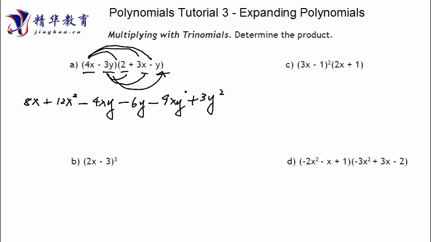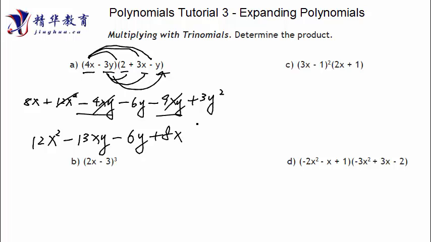Okay, now let's collect the like terms here. Looking for x squared, there's no other x squared, right? So 12x squared will be here, and then we remove this one. We already did this part. Anything else? We have a 4xy here. We got minus 9xy. So these two parts can combine, which becomes minus 13xy. Right? We combine them, we throw these two, and then we got negative 13xy. And then we have a negative 6y, there's nothing else. We got 8x, there's nothing else. We got 3y squared. So that's it. Make sense? All right, the next one.